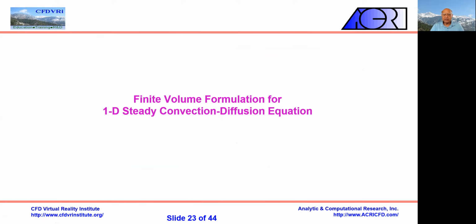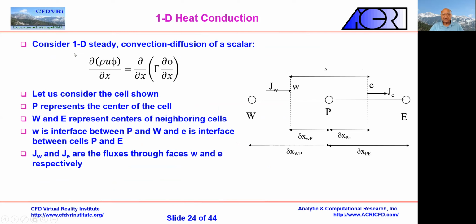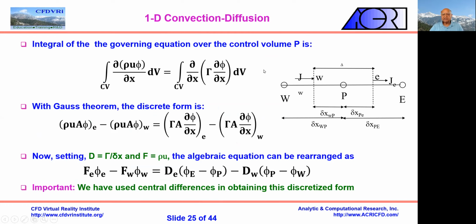So let's now move to a 1D steady convection diffusion equation, the next on my list. This is the equation now. This is the element, and there are fluxes here. So let's consider this cell. This is the equation, and we're integrating it over that control volume. If we do that with Gauss theorem, the discrete term becomes the convective flux here minus the convective flux here, and the diffusive flux here minus the diffusive flux here. Those are written here: convective flux at east and west, and then diffusive flux at east and west.